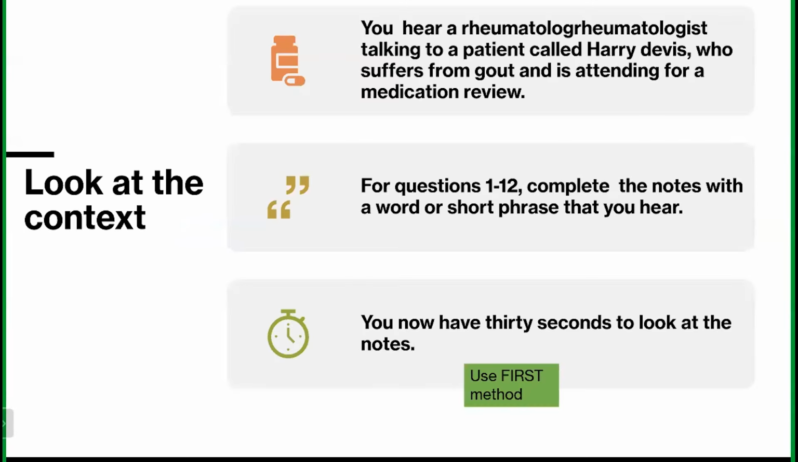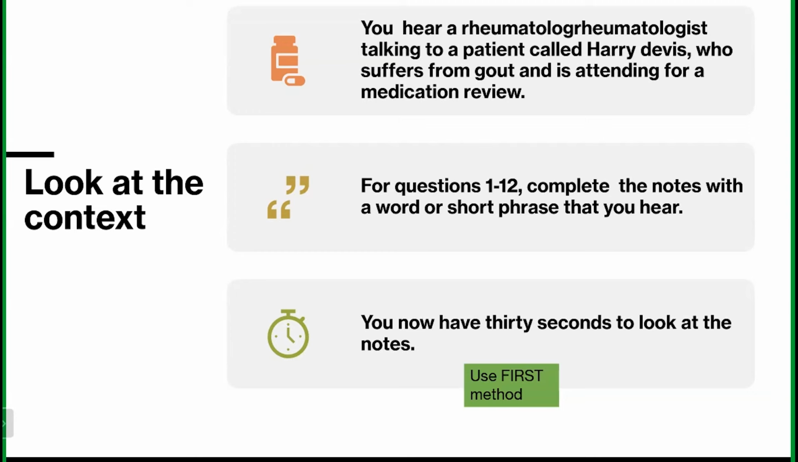Today we are going to look at the context that is called "You hear a rheumatologist talking to a patient called Harry Davies who suffers from gout and is attending for a medication review." Again, there is a spelling mistake. I'm really sorry for that. Here our medical professional is a rheumatologist. Our patient is Harry Davis. The patient has gout and is attending the clinic for the medication review.